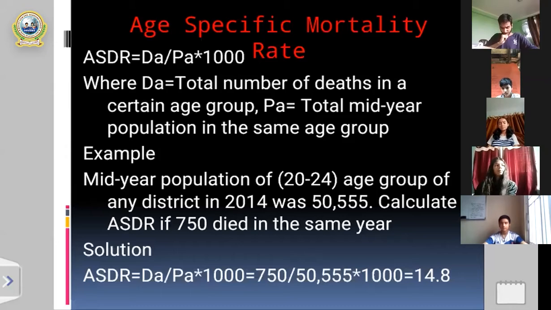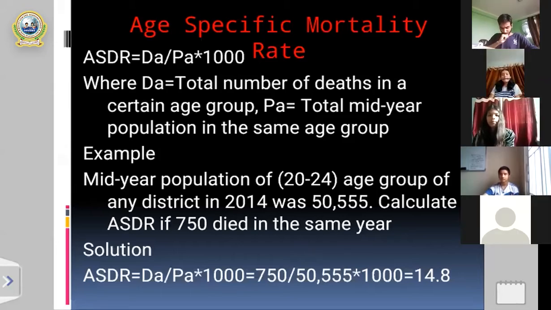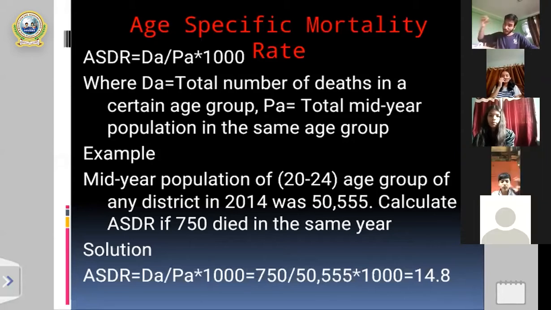To calculate ASDR, once again, my dear students, listen very carefully. You can also please note down in your copy: total deaths of the certain age group divided by total number of population of that same age group multiplied by 1000 to calculate ASMR, the second measurement of mortality rate, right?